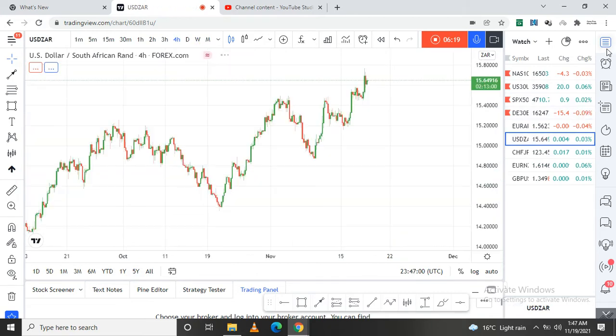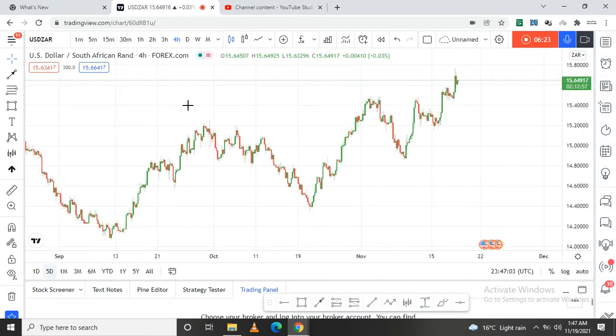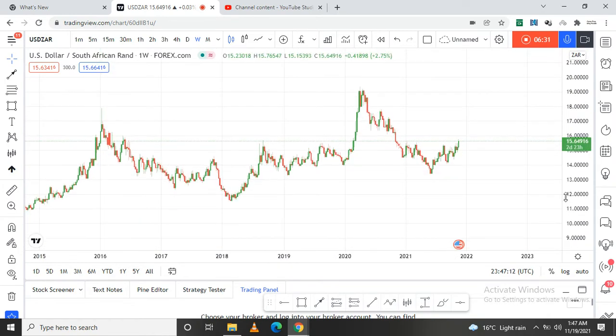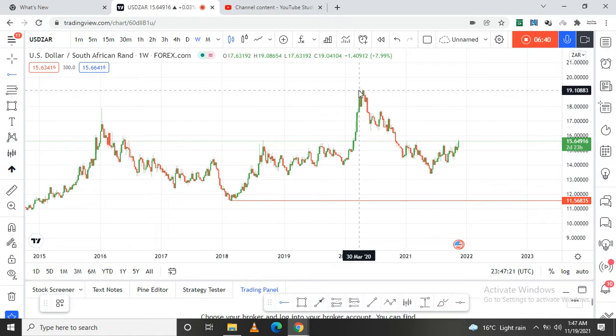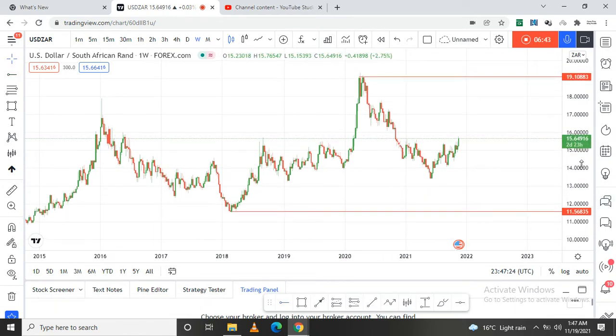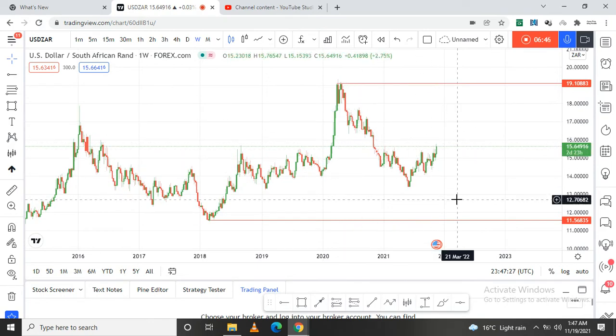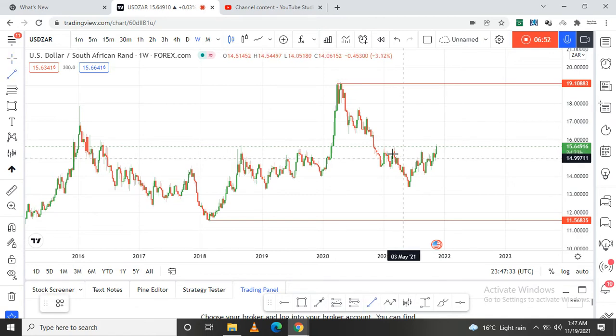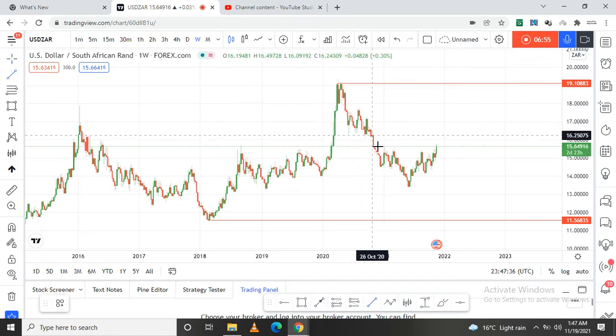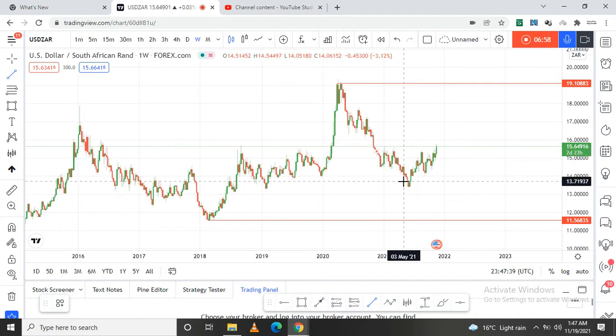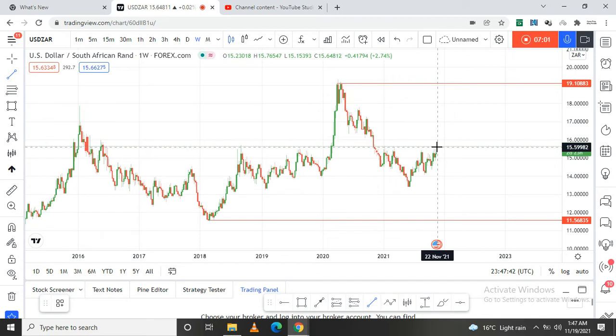And then if we check the next pair, which is USDZAR, and if we start on a weekly chart, this is our lowest point of the structure, and this is our highest point. From the weekly chart, I can see that price is in a downtrend. I can see that we had an impulse, we corrected, we impulsed, we corrected, we impulsed. And right now we're still correcting to the upside.